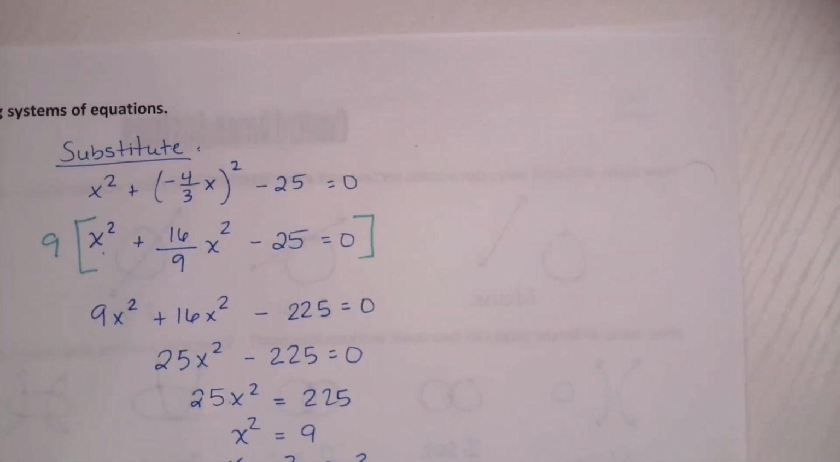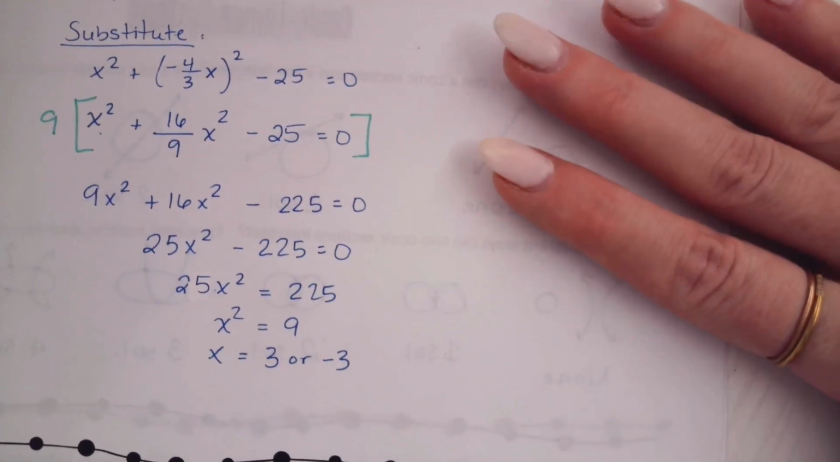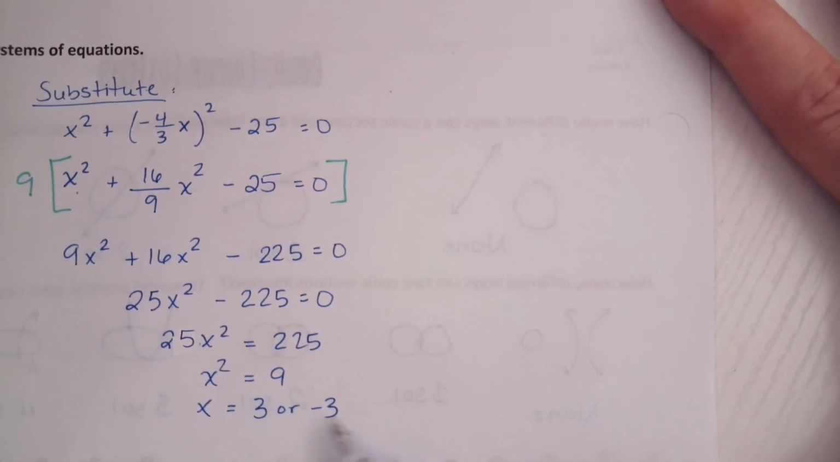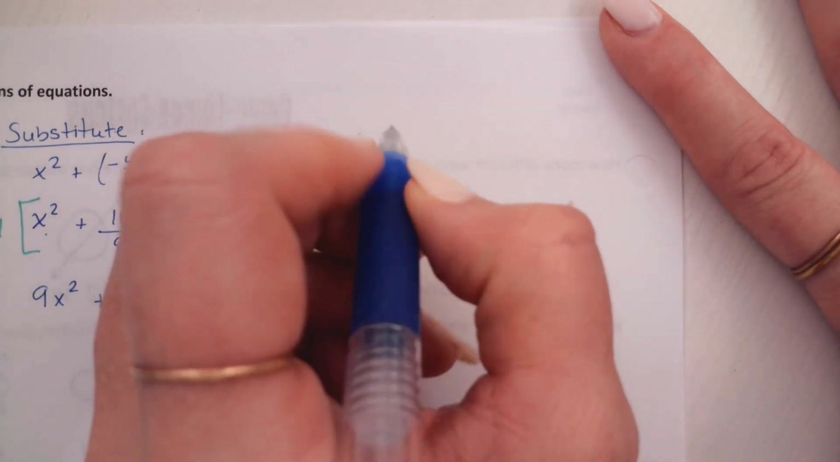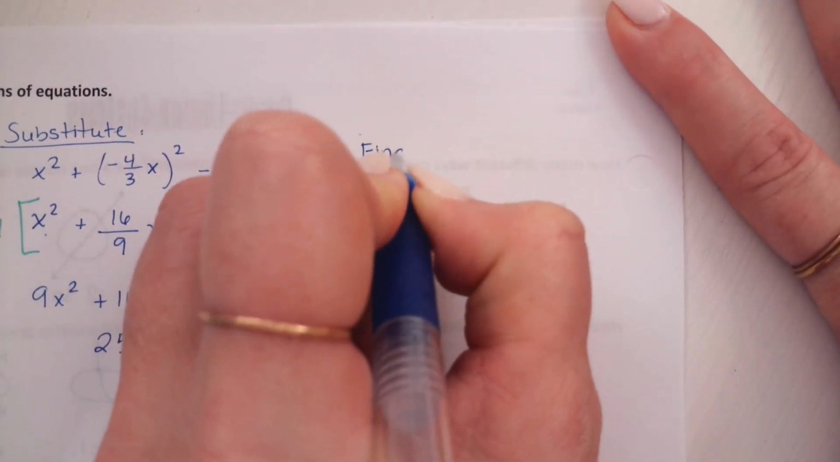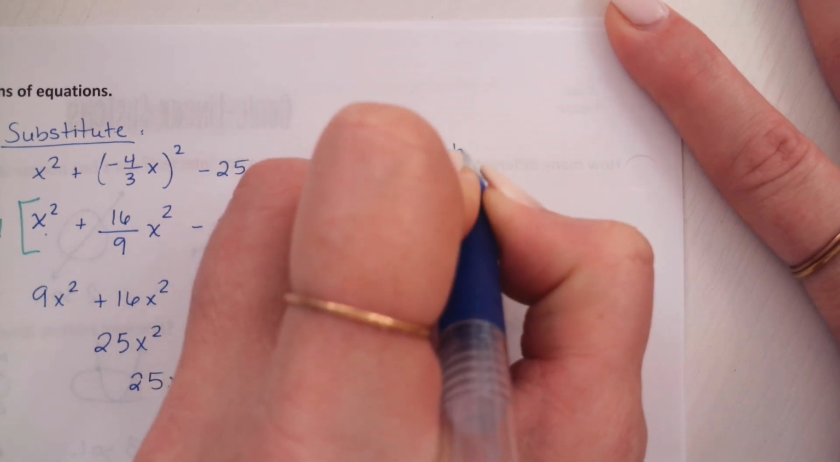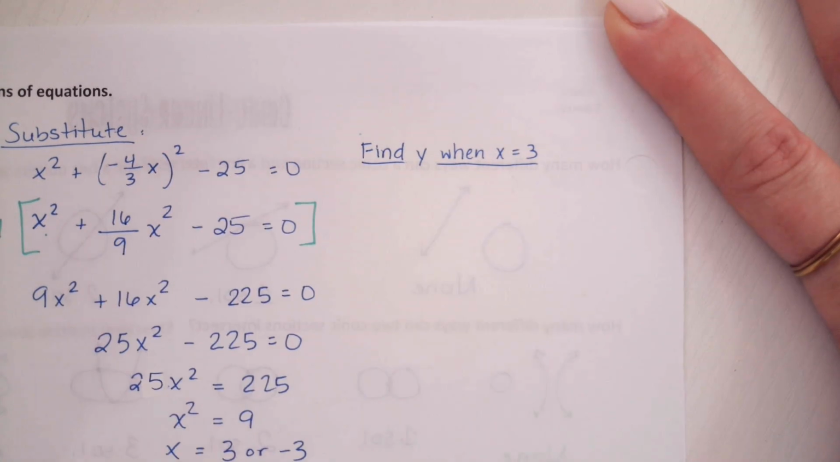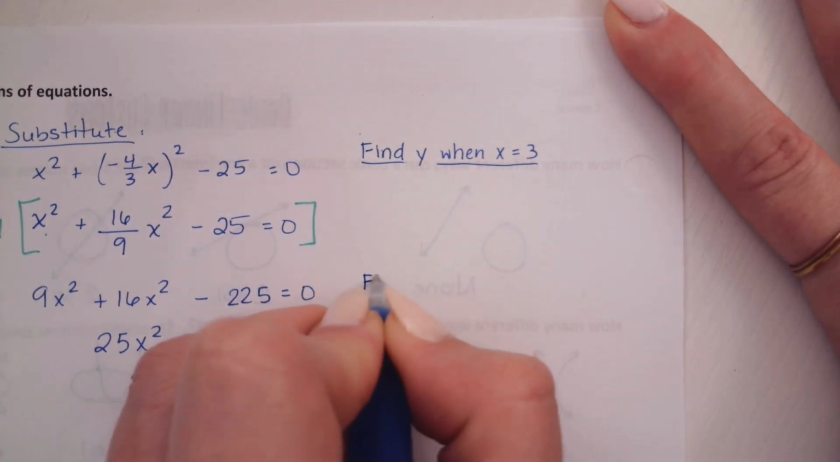So there's two x values, which means that there's going to be 2 points they cross at. And so far, we only know the x of those points. So we still need to find the y of the point. So we're going to find y when x equals 3. We also need to find y when x equals negative 3.